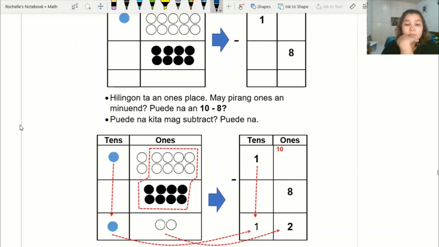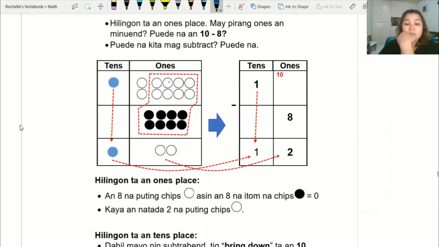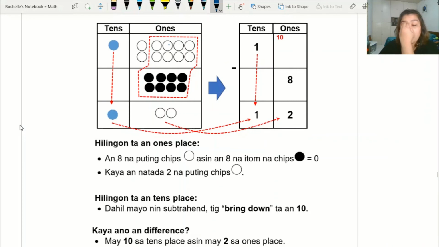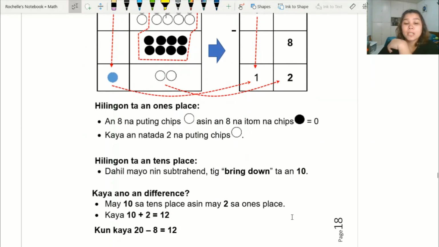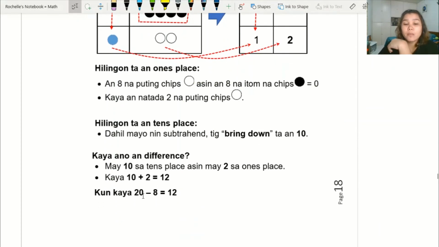So, 1, 2, 3, 4, 5, 6, 7, 8. We can now get 8. So, binilugan. Ano yung natira? This is 1 tens and then 2 ones, which is 12. So, ano mangyayari? Wala nang subtrahend for 1, kaya binababa na lang siya. Kaya we have the term bring down. So, we have 20 minus 8. The answer is 12.